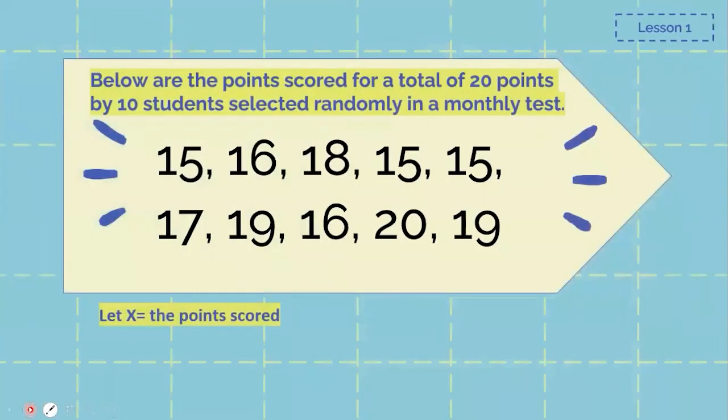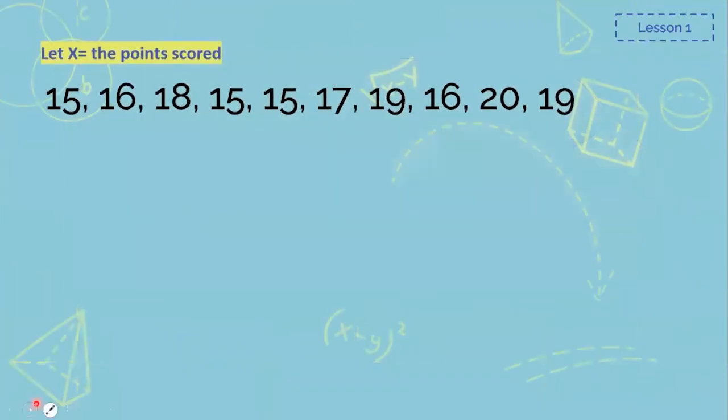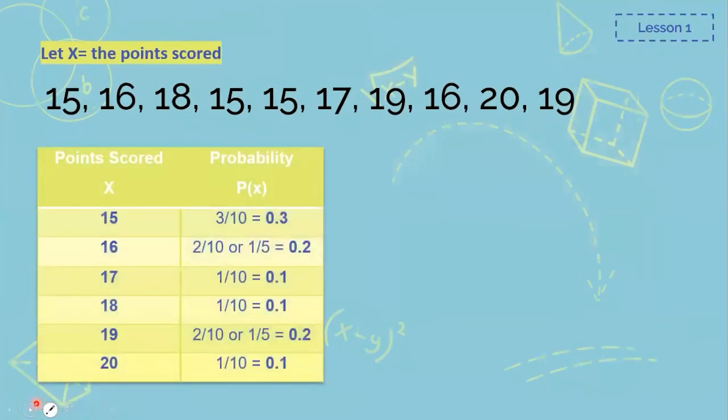To apply all the concepts we learned, let's try this example. Below are the points scored, for a total of 20 points, by 10 students selected randomly in a monthly test. Let x be the points scored. Construct a probability distribution and histogram. The first column contains the points scored by the students. In the second column, we compute the probability of each sample space.